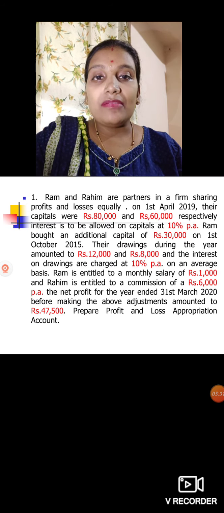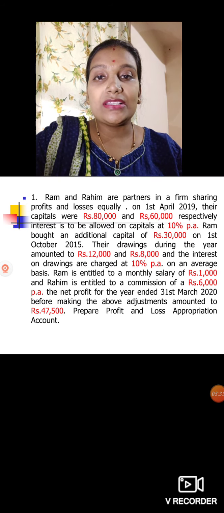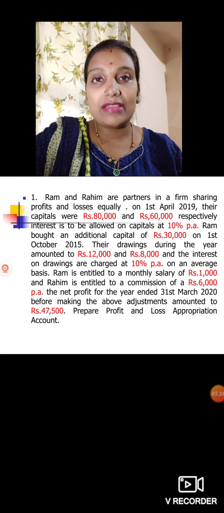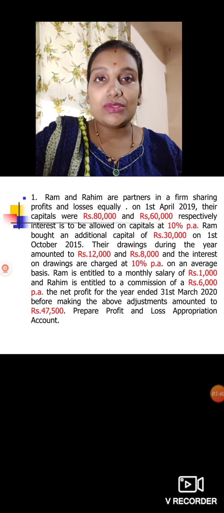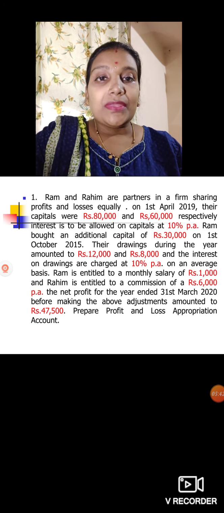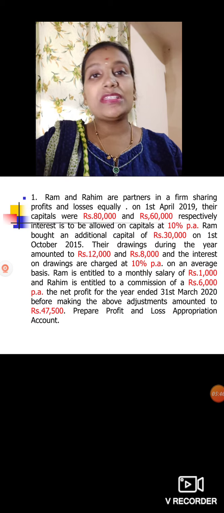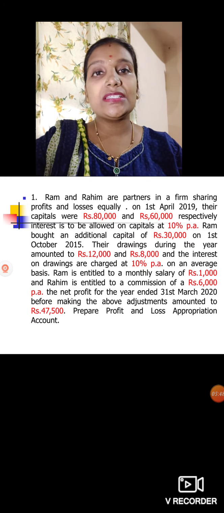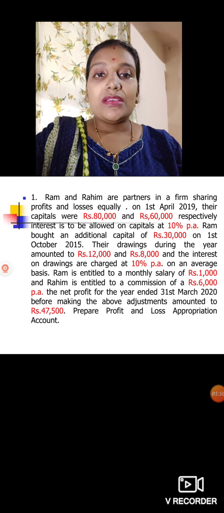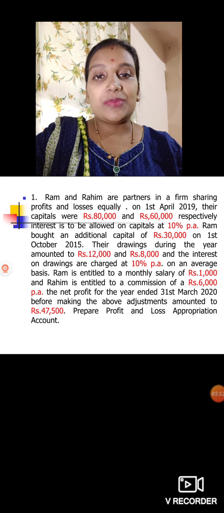Next, their drawings during the year amounted to rupees 12,000 and 8,000. Interest on drawings is charged at 10% per annum, on an average basis. So how much interest are we going to charge? It is 10% per annum.